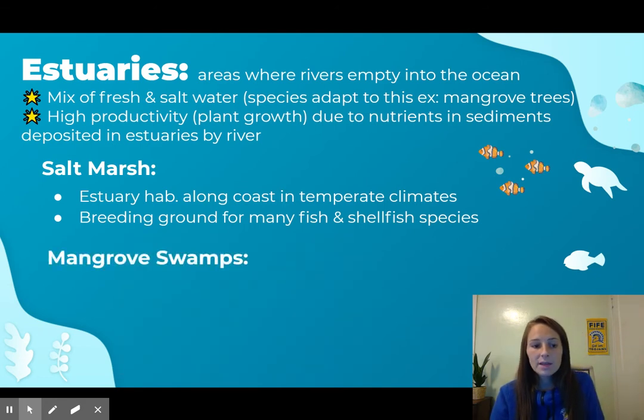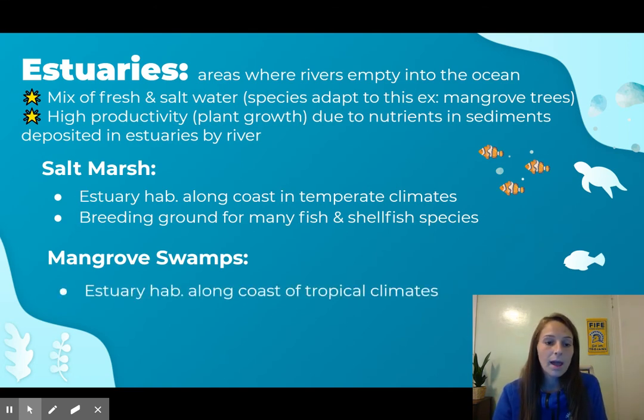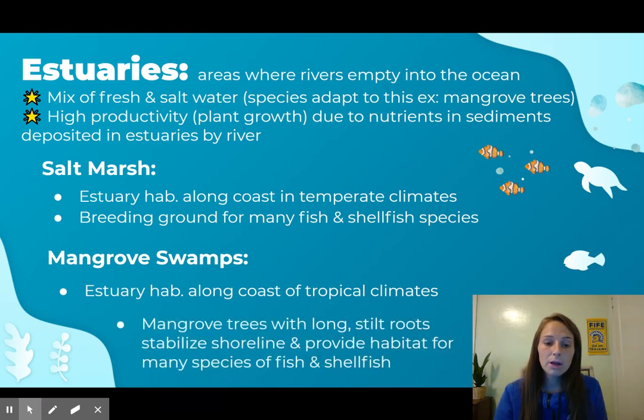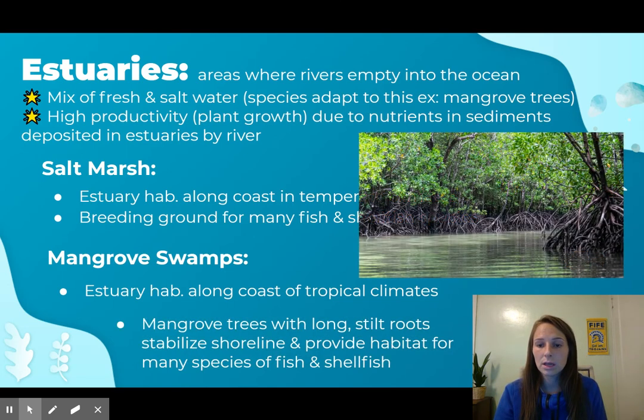Now, the second type that we have is the mangroves, which mangrove swamps are basically an area with a lot of mangrove trees. And this is an estuary habitat, usually along tropical climates. So you can see some of these in areas like Florida. And you have these mangrove trees with long stilted roots, like you can see right here. And they can deal with the tide coming in and out. So this looks like it's at lower tide where the roots are more exposed. At high tide, the roots won't be as exposed. But they have these long stilt roots, and they're really beneficial because they stabilize the shoreline.